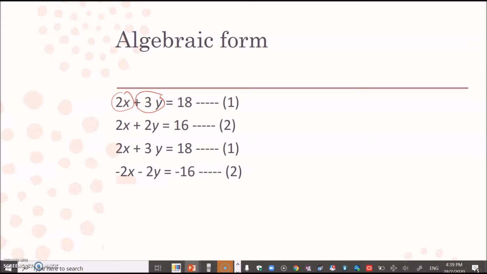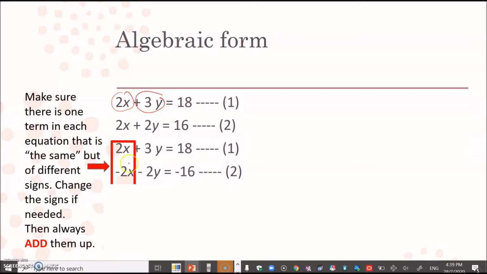So what we're going to do is that we'll try to use simultaneous equations such that we will have one positive and one negative, okay, like this case here. So what we're going to do is that we have 2x and negative 2x. So what I basically have done is that I'm going to change all this to negative: 2x, 2y, and 16. I'm going to multiply negative throughout all. So it becomes negative 2x, negative 2y, and negative 16.